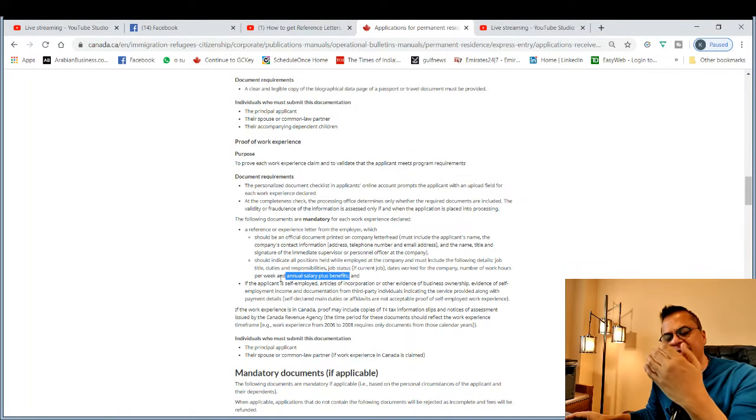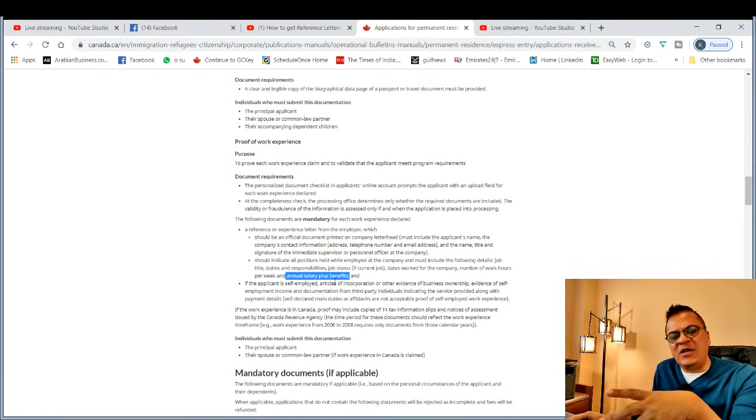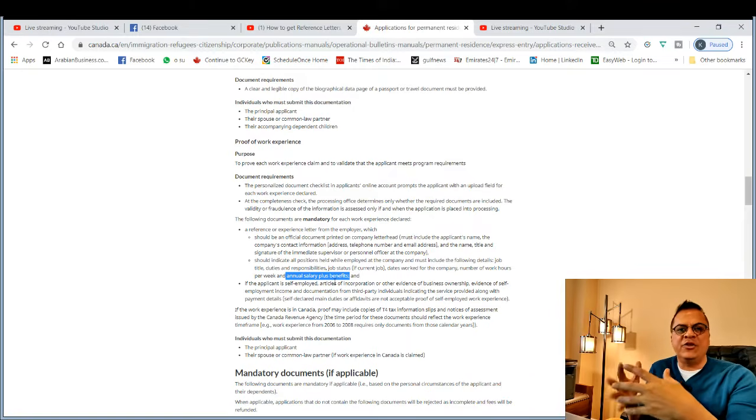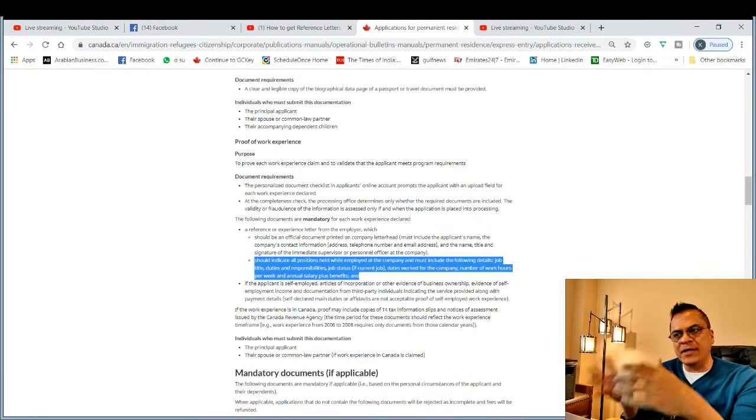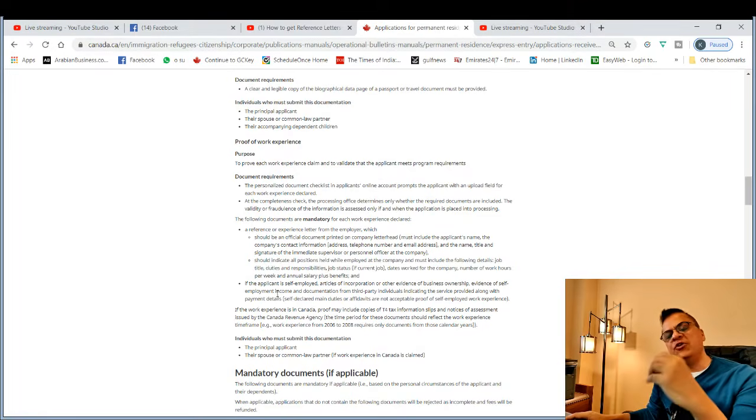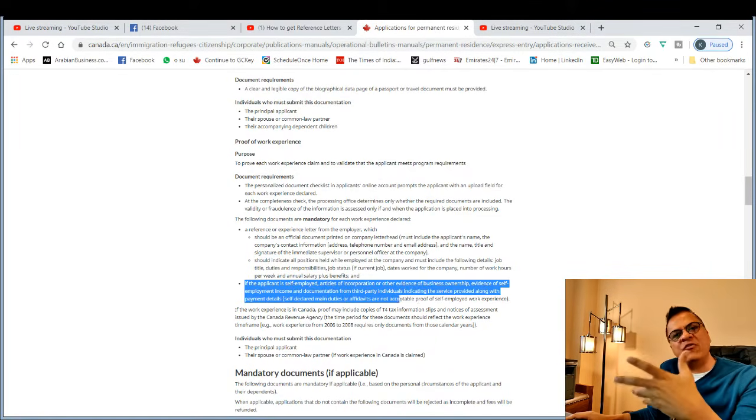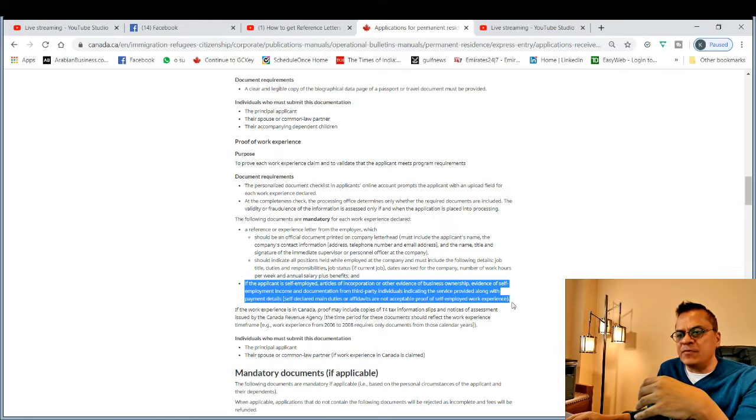Okay, again, annual salary plus benefits, this will then further validate that your work experience was valid because it was paid. Okay, so this particular section is the most important section which you need to refer to when preparing your reference letters. Okay, now further it comes down to talk about people who are self-employed.